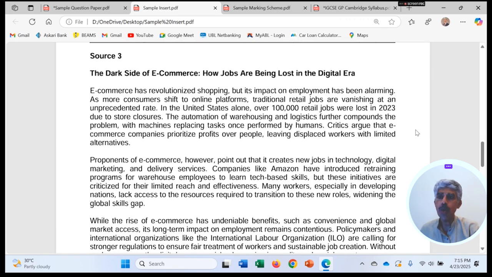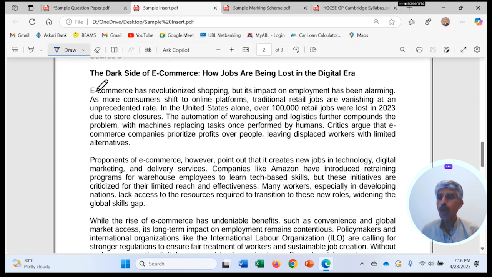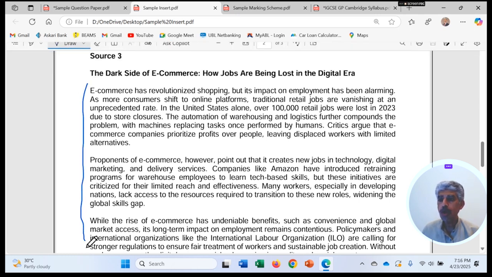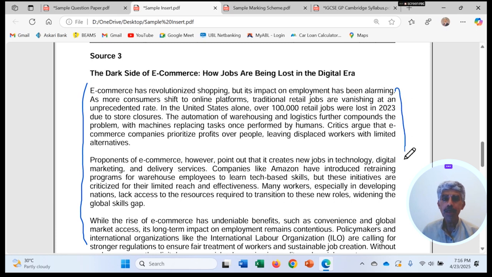You are supposed to analyze what the strengths of this argument are. You are not supposed to tell about e-commerce or job loss. You are supposed to analyze the whole of this argument, how strong or how weak the whole argument is. On what basis? Let's go to the question.